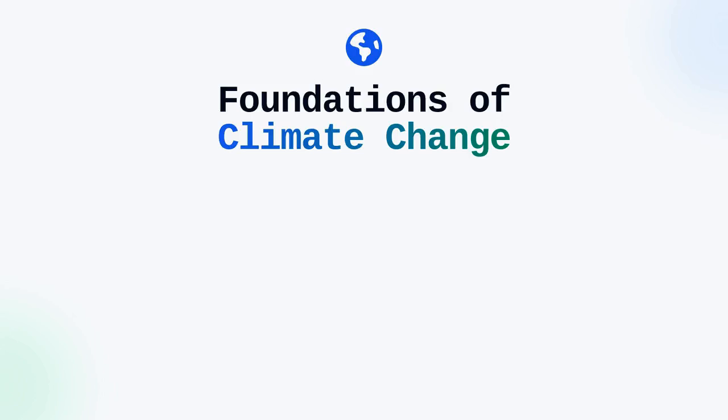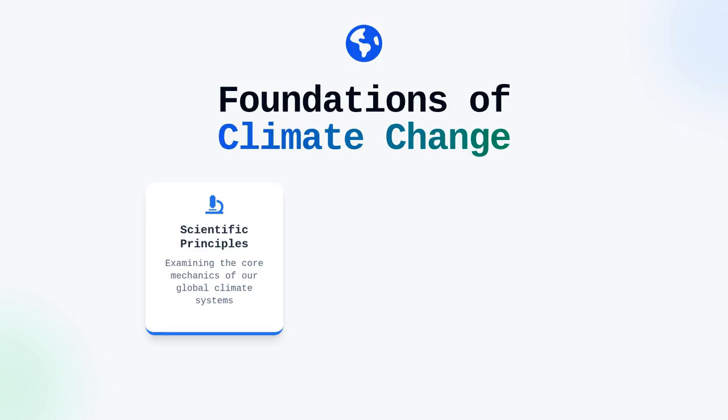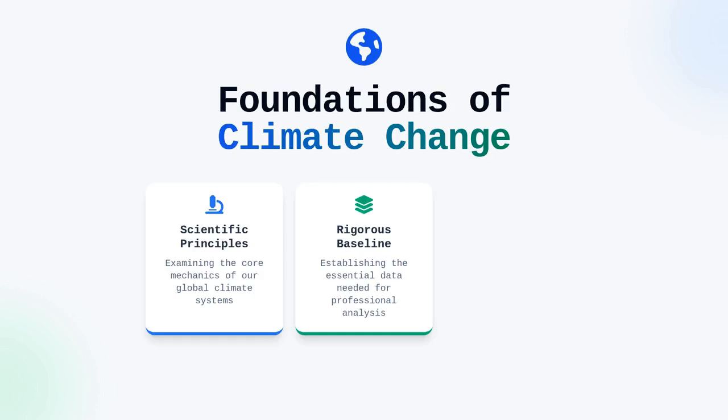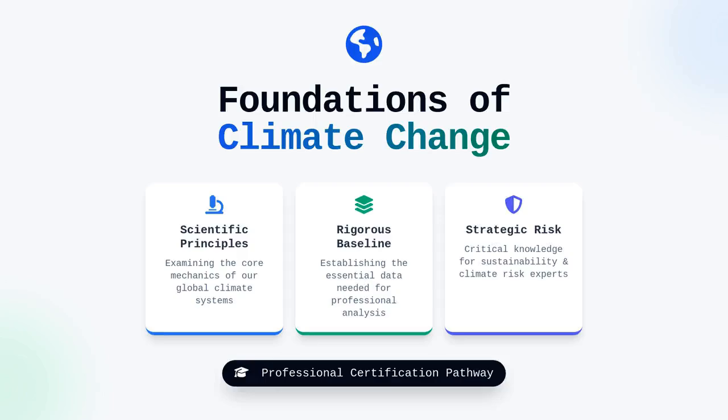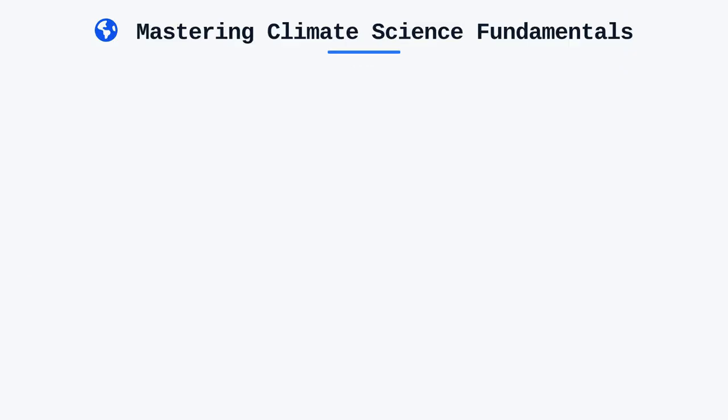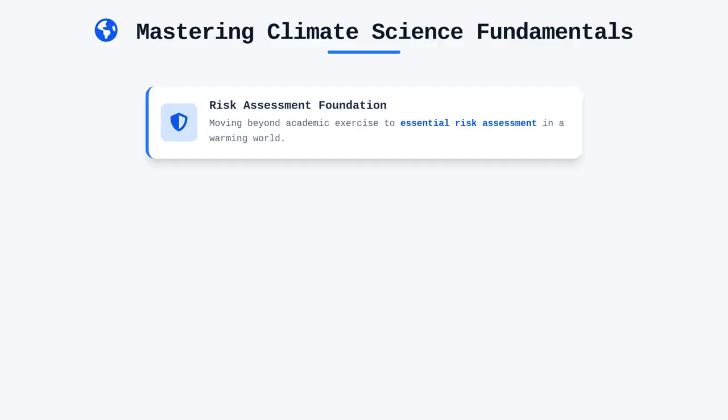Welcome to the Foundations of Climate Change, where we will examine the scientific principles of our climate systems. This chapter provides the rigorous baseline necessary for any professional working within sustainability and climate risk. Understanding the fundamental mechanisms of climate science is not just an academic exercise, but a prerequisite for assessing risk in a warming world. By mastering these concepts, you will gain the ability to distinguish between noise and signal when evaluating climate data, which is exactly why this section is the most critical part of your preparation.